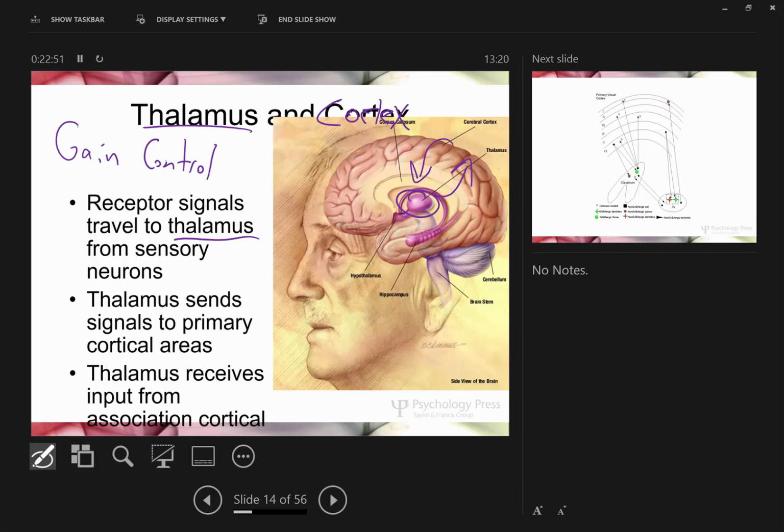We'll talk a lot in this class about something called gain control. Don't expect you to know a lot about that today, but that is something that's going to be important. How we tune our responses. How do these brain regions that are receiving sensory information adjust?